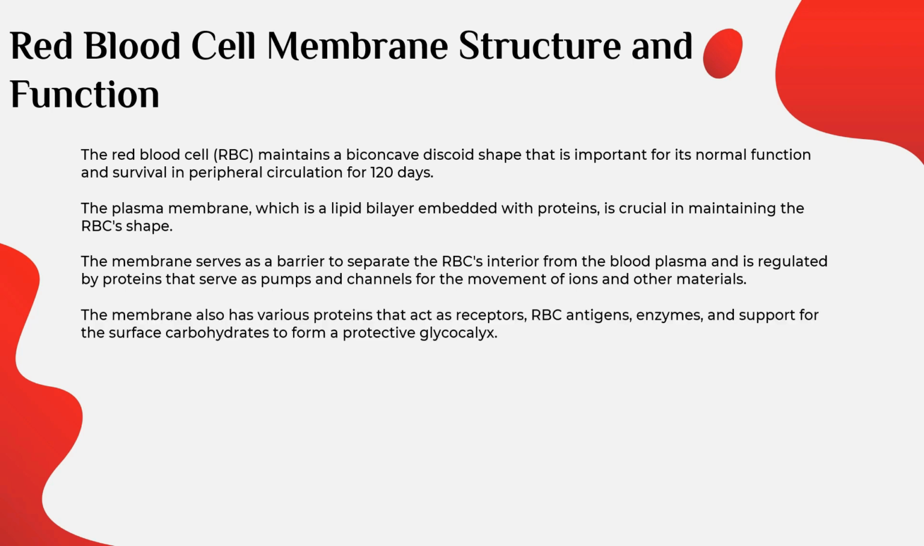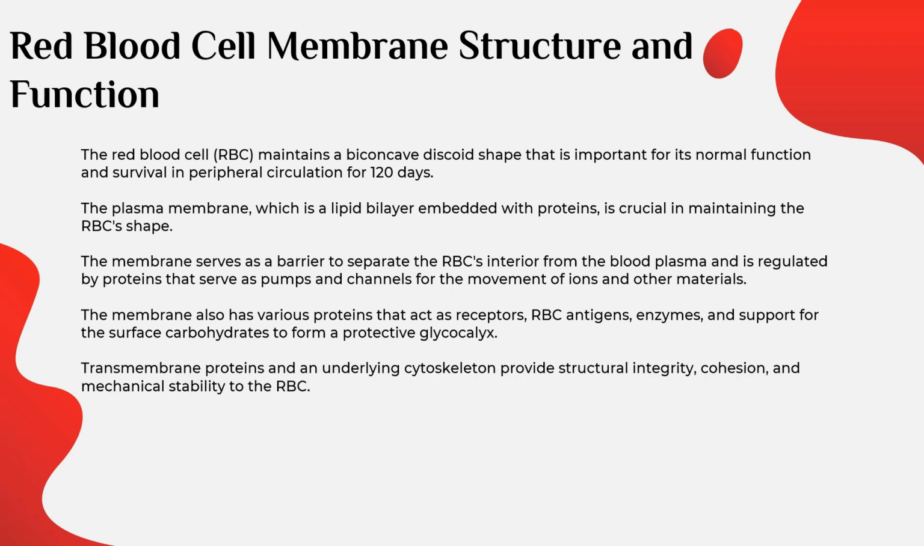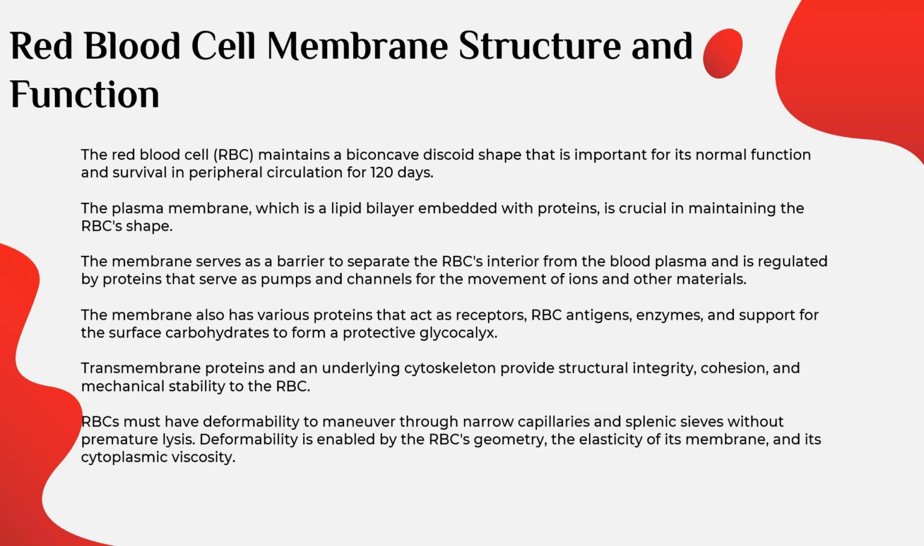The membrane also has various proteins that act as receptors, RBC antigens, enzymes, and support for the surface carbohydrates to form a protective glycocalyx. Transmembrane proteins and an underlying cytoskeleton provide structural integrity, cohesion, and mechanical stability to the RBC. RBCs must have deformability to maneuver through narrow capillaries and splenic sieves without premature lysis. Deformability is enabled by the RBC's geometry, the elasticity of its membrane, and its cytoplasmic viscosity.